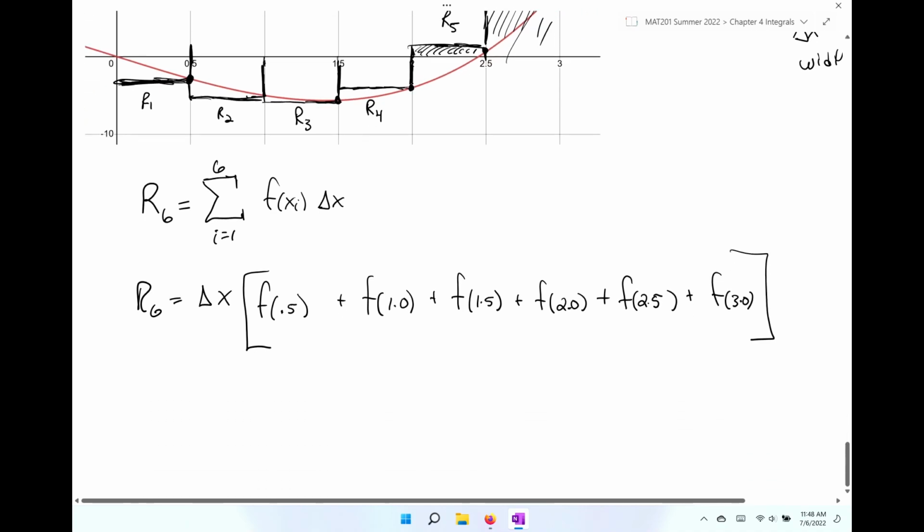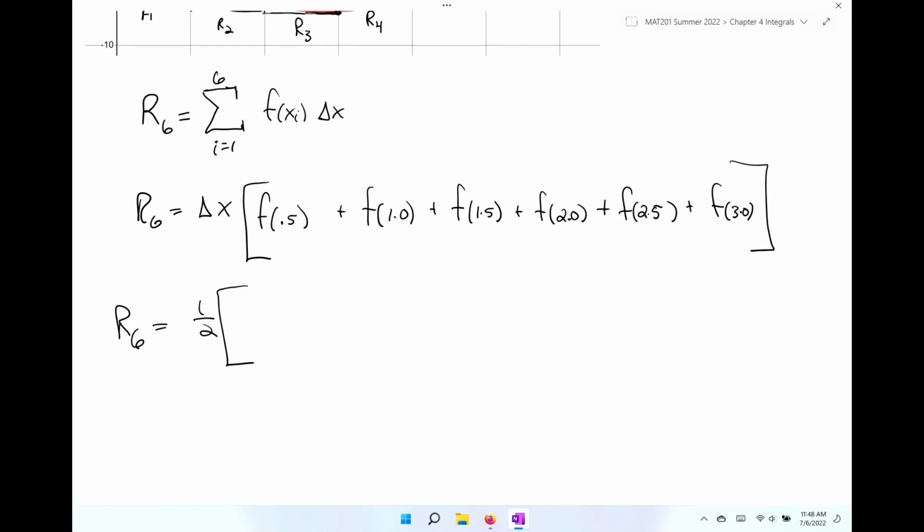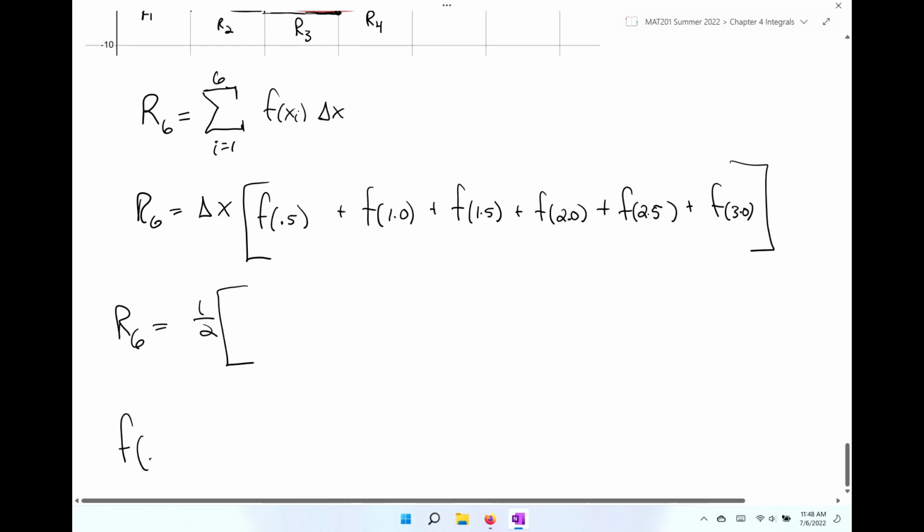All right. So R of 6 is going to be 1/2 multiplied by, and I'll do the first one here for us, but then I'm going to leave you to do the rest. So f of 0.5 is going to equal 0.5 to the third power minus 6 times 0.5, and that is going to be equal to negative 2.875.